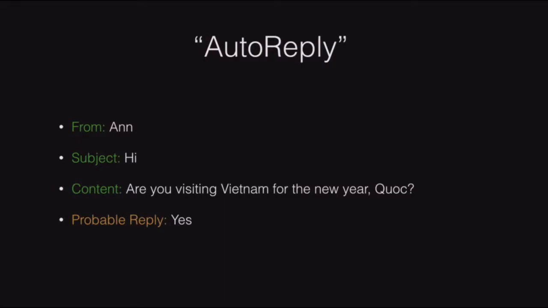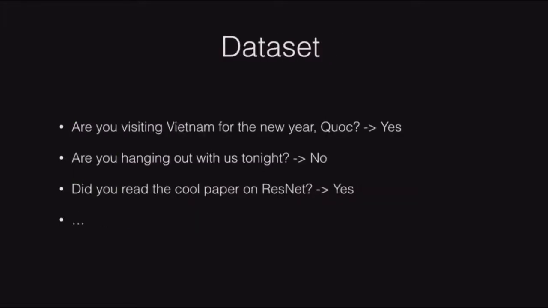For example, some of the email would be from my friend An. She said hi in the subject, and she said, "Are you visiting Vietnam for the New Year, Quoc?" That would be her content, and then my probable reply would be yes. So you can gather a data set like this, and then you have some input content. For now, let's ignore the author of the email and the subject, but let's focus on the content. So let's suppose that you gather some email, and some input would be something like, "Are you visiting Vietnam for the New Year, Quoc?" And the answer would be yes.